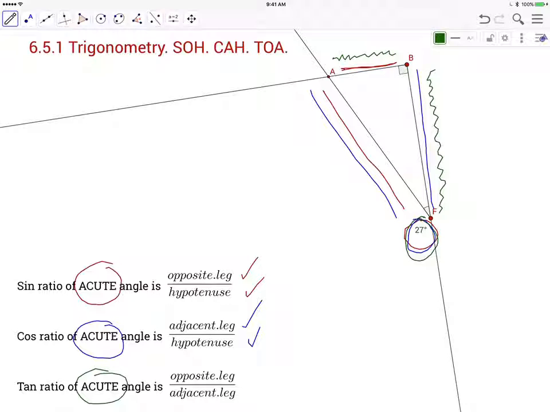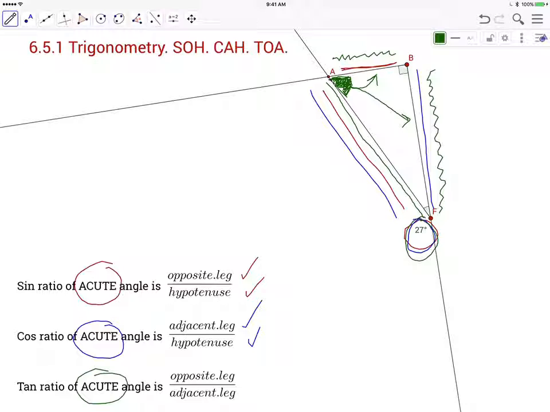I purposefully did not talk about this angle up here, but this angle is a certain size, and it also has a collection of ratios. In that case, FB becomes the opposite leg, AB becomes the adjacent leg, and the hypotenuse is always the same. We will use the calculator to figure some of these things out, but we'll talk about this in practice in the next screencast.